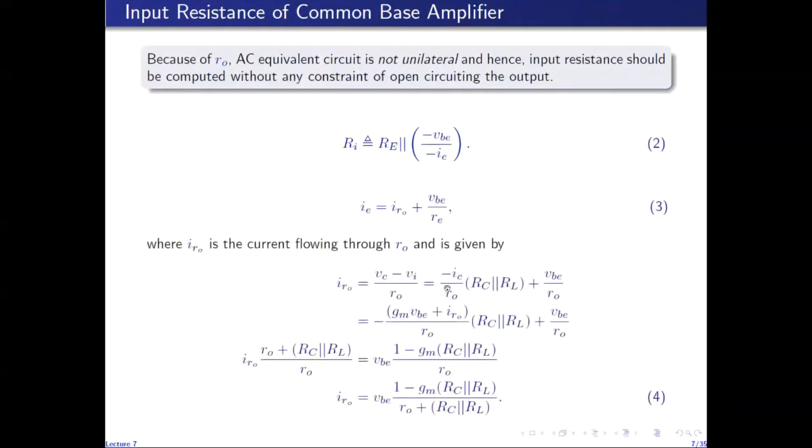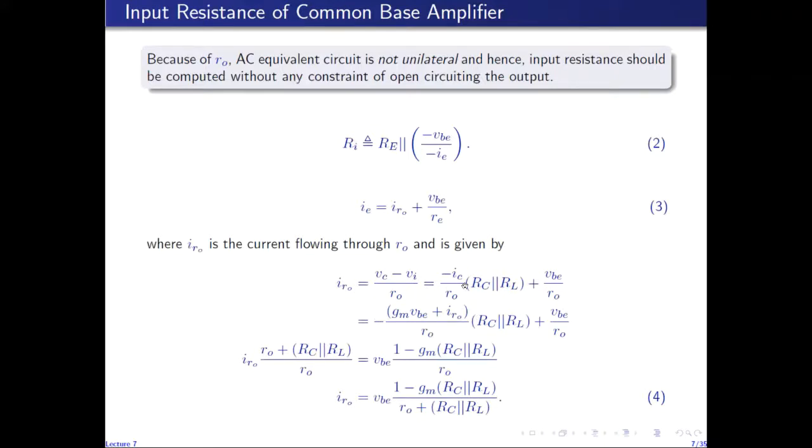So VC is minus IC times RC in parallel with RL, divided by R naught, and Vi, like I said, is minus VBE. So minus Vi is plus VBE. So I can replace minus Vi with plus VBE over R naught. So minus Vi over R naught is plus VBE over R naught.